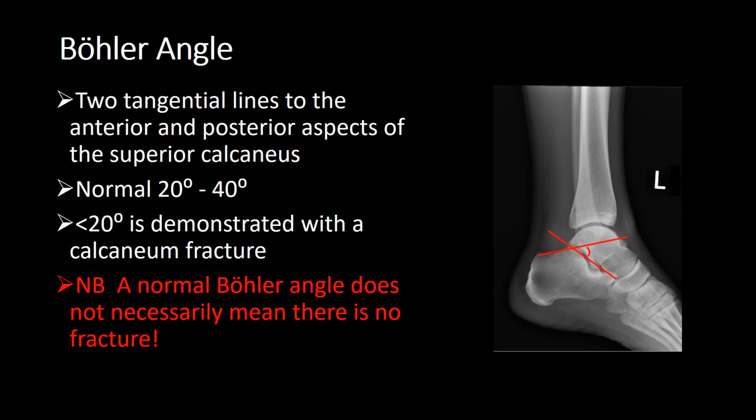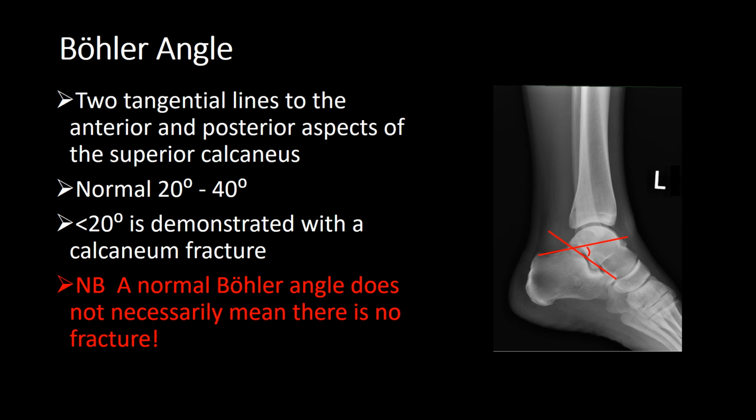So when we draw in our Bohler angle, we're drawing two tangential lines. The first is from the anterior aspect of the calcaneum, which runs all the way through to the superior aspect. And then you draw your second tangential line from the posterior aspect of the calcaneum, running through the superior aspect. And this angle here should be between 20 to 40 degrees. And so when patients sustain a calcaneum fracture, the Bohler angle frequently reduces to less than 20 degrees.